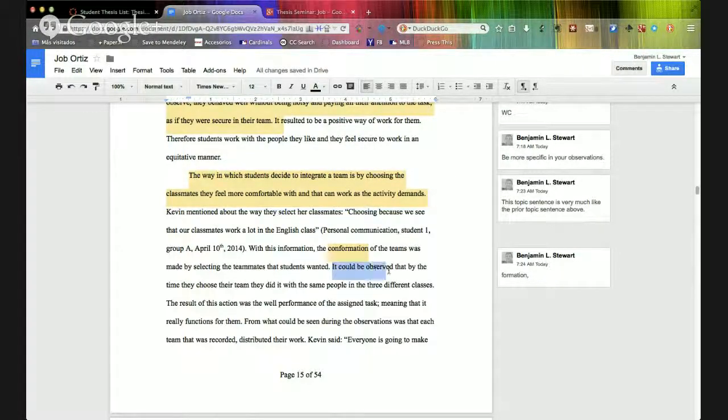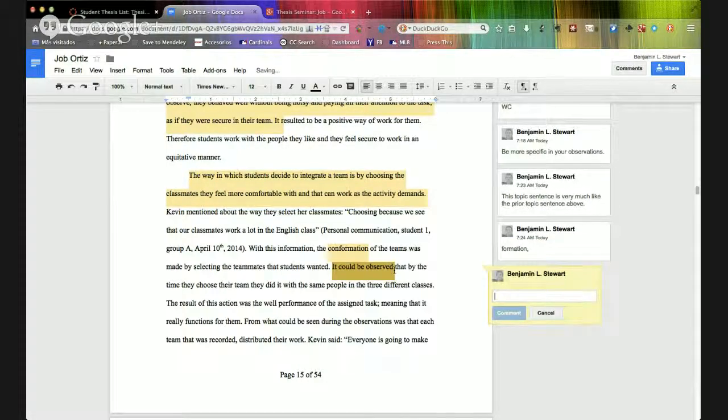Okay. Avoid the non-referential and passive voice. So instead of saying it could be observed that by the time, just say by the time they chose their team, they did it with some people in 3 different classes.